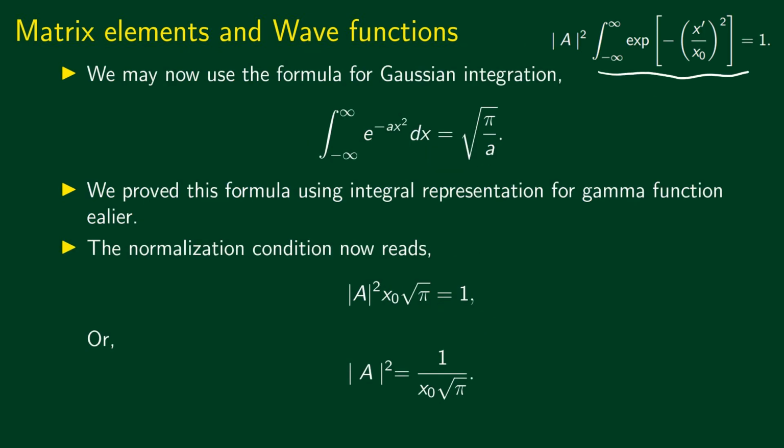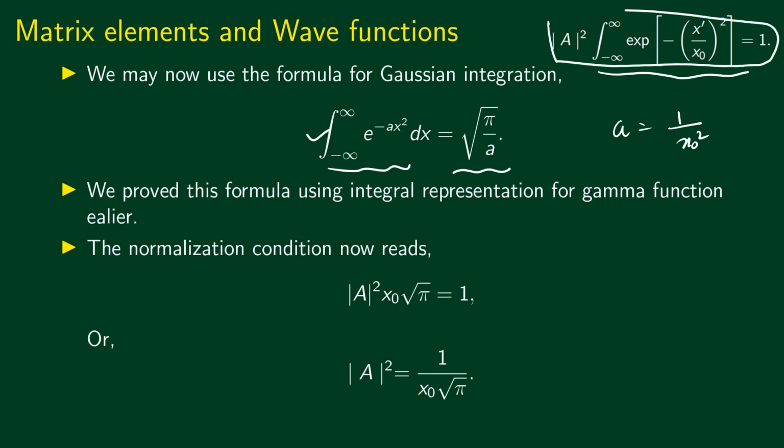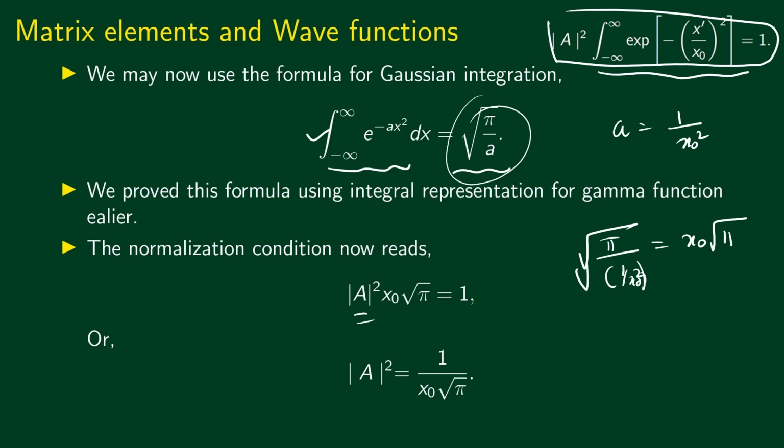Here we have a Gaussian integration of the form integral from minus infinity to infinity of exponential of minus a x squared dx, with a equal to 1 divided by x0 squared. We have already discussed this integral when we talked about Gaussian wave packets. Over there, using gamma functions, we showed that this integral has a value square root of pi divided by a. So using this formula, the normalization condition becomes modulus of a squared times square root of pi by a. Square root of pi by a is square root of pi divided by 1 by x0 squared, which is x0 multiplied by square root of pi.